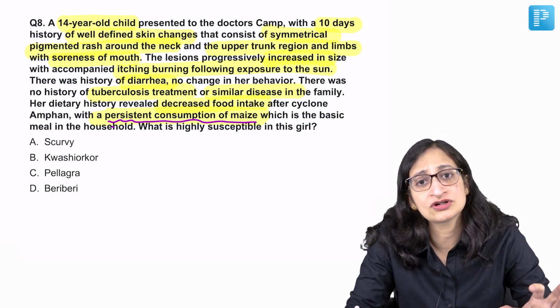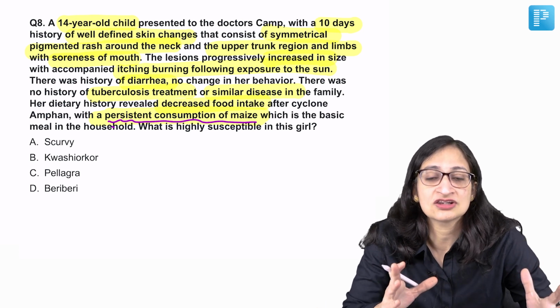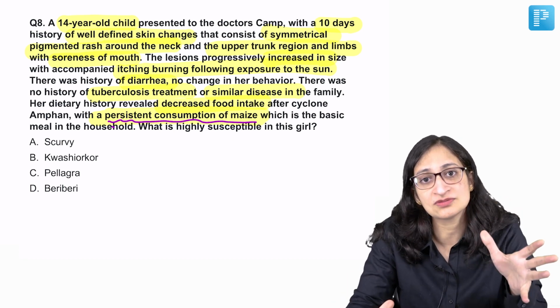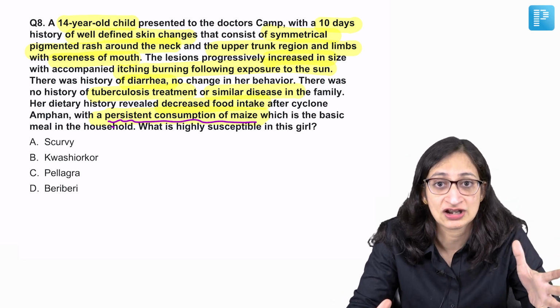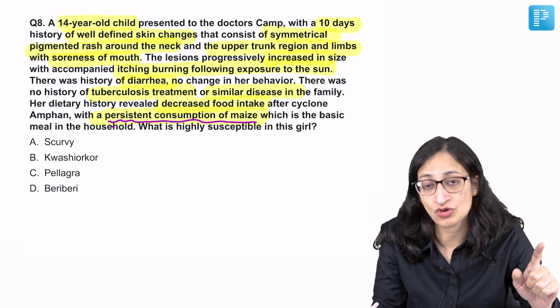This is giving you a case scenario. It is such a big case scenario. It will take time for you to read, but you have to pick up the most important points. So you have to be very vigilant for that, right? You can see that there is persistent consumption of maize, which is an important point here.